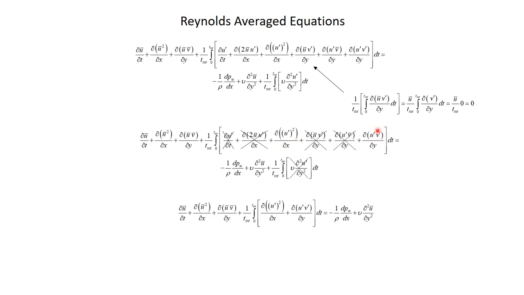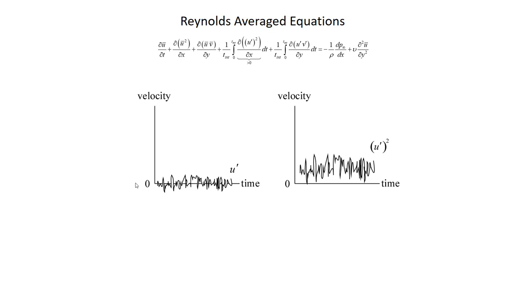And one that looks like it might integrate to zero, but it turns out doesn't, is this u prime times v prime. So we're going to keep those, but we're going to cross out every other term that integrates to zero. And that's what I've done here. So we've simplified it quite a bit. And we'll move on to the next slide.